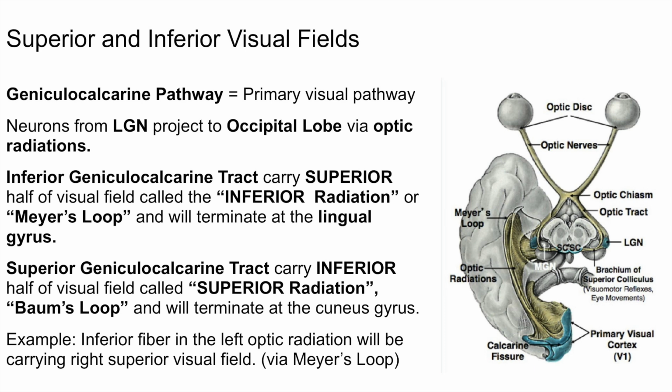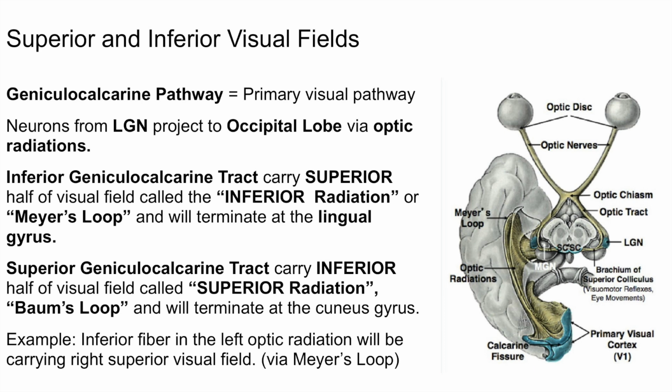Okay? The superior fibers come from the superior retina and carry inferior visual field. These take a more direct route through the parietal lobe, and these are often called Baum's loop, and they terminate in the cuneus gyrus, which sits above the calcarine fissure. So the organization is clean if you phrase it right. Temporal loop, or Meyer's loop, is the superior visual field, and the parietal loop, or Baum's loop, is the inferior visual field. And the way I remember that is your bum is inferior. So when you're looking at your bum, you're looking at the inferior visual stuff. So that's how you remember that Baum's loop is the inferior visual field. And then Meyer's, just through process of elimination, superior.